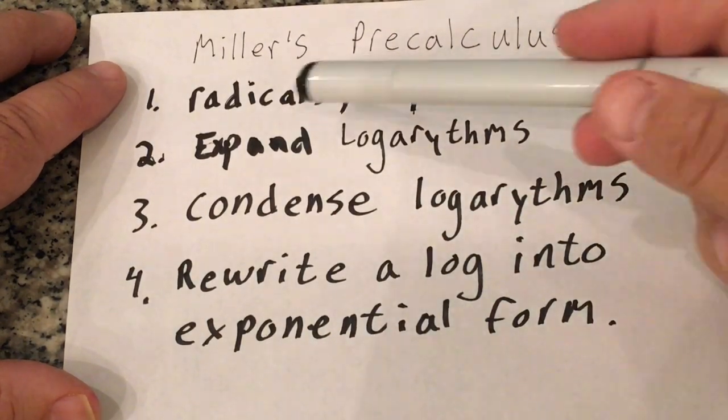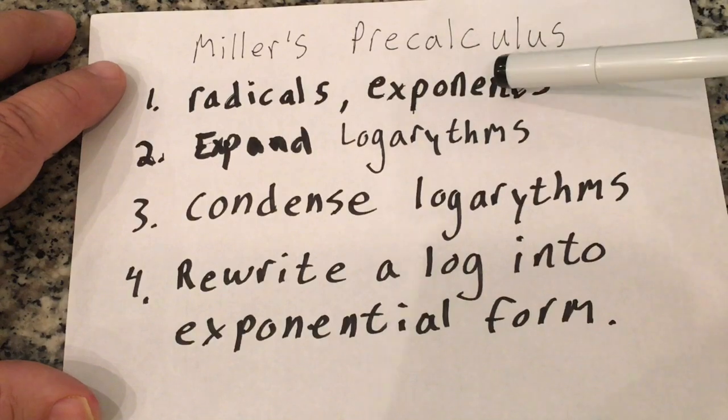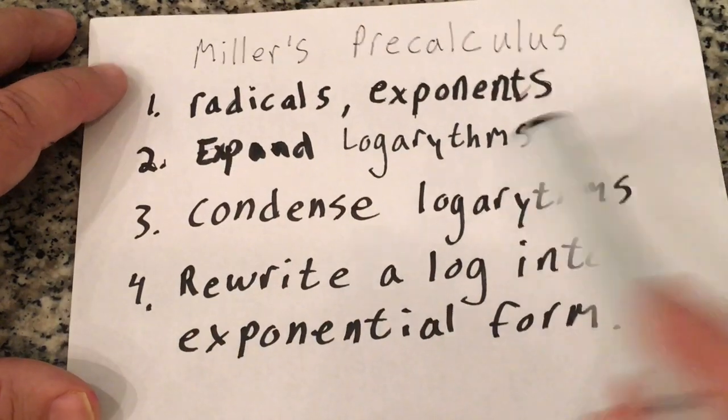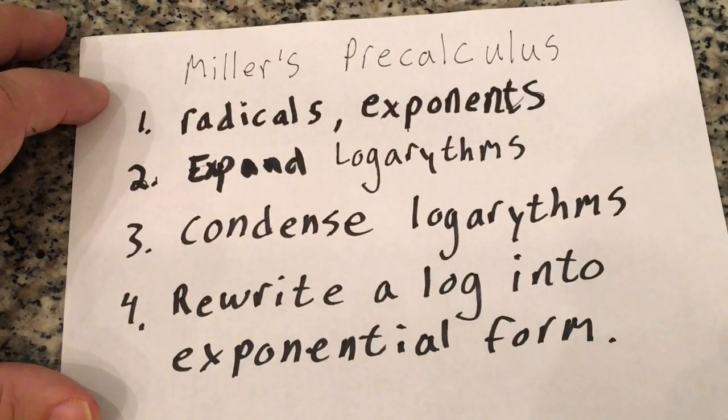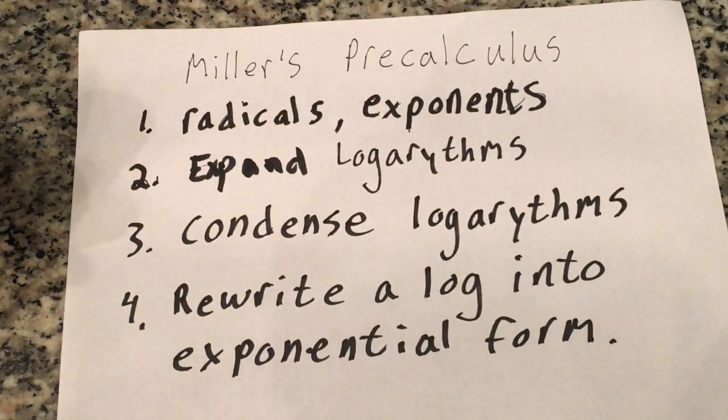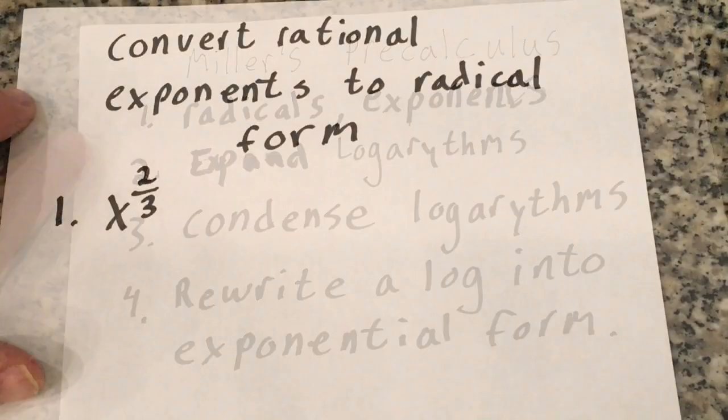Topics we're going to discuss in this lesson are radicals and exponents. We're going to go from the radical form to an exponential form, and the other way also. We're going to expand logarithms, we're going to condense logarithms, and we're going to rewrite a log in the exponential form. And these are used to solve different types of problems, such as chemistry problems, physics problems, geology problems. This is all stuff that's based in the real world, some of the time.